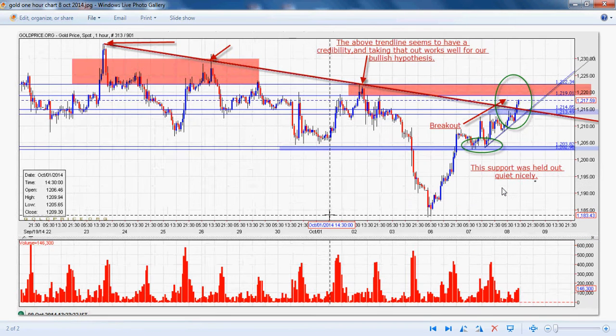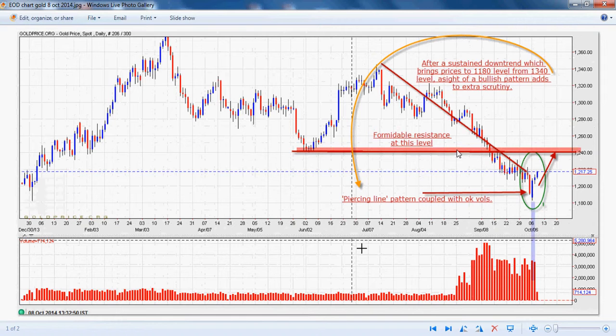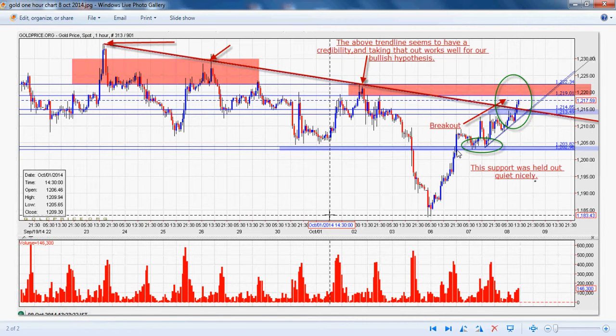A second important thing that we feel here is this chart, and this is an hourly chart. This was the pattern that happened, what we just saw in this particular chart. So what you saw here is the breakout. This was a trend line, and this trend line got broken out on 8th of October. This was a very credible and formidable trend line, which stopped the prices here, then stopped the prices here, then stopped the prices here, and so on. So this was a break.